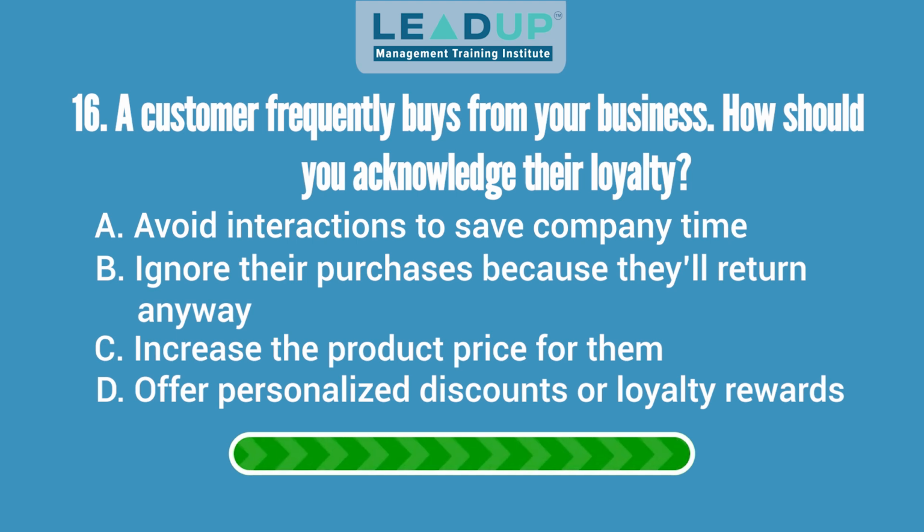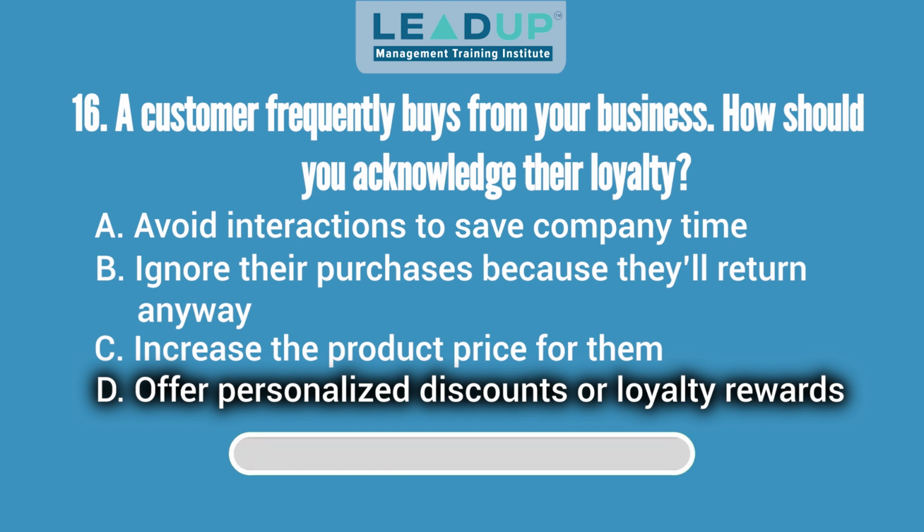16. A customer frequently buys from your business. How should you acknowledge their loyalty? A. Avoid interactions to save company time. B. Ignore their purchases because they'll return anyway. C. Increase the product price for them. And D. Offer personalized discounts or loyalty rewards. Answer: offer personalized discounts or loyalty rewards.